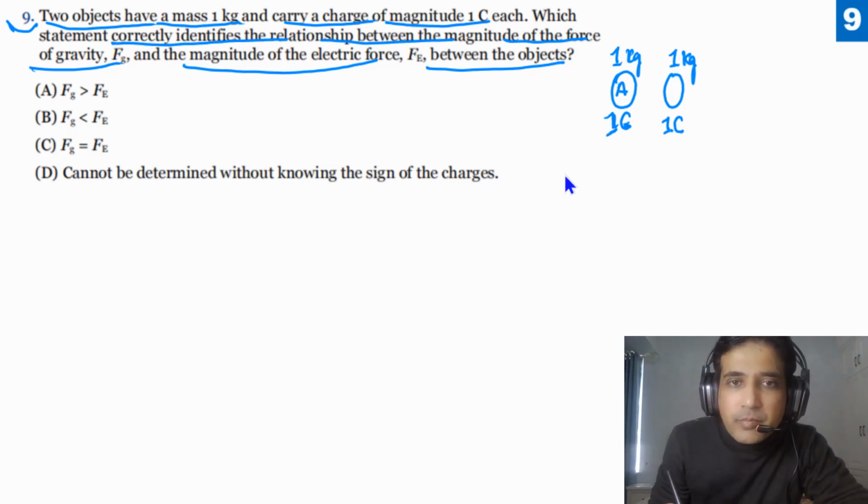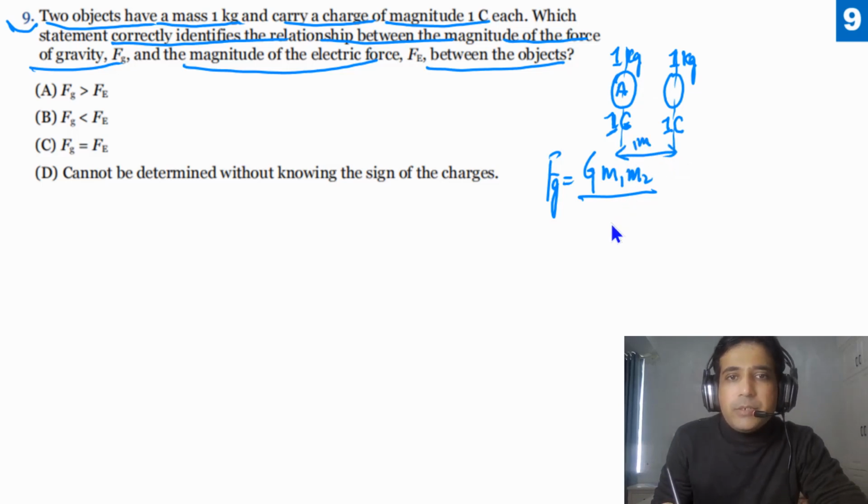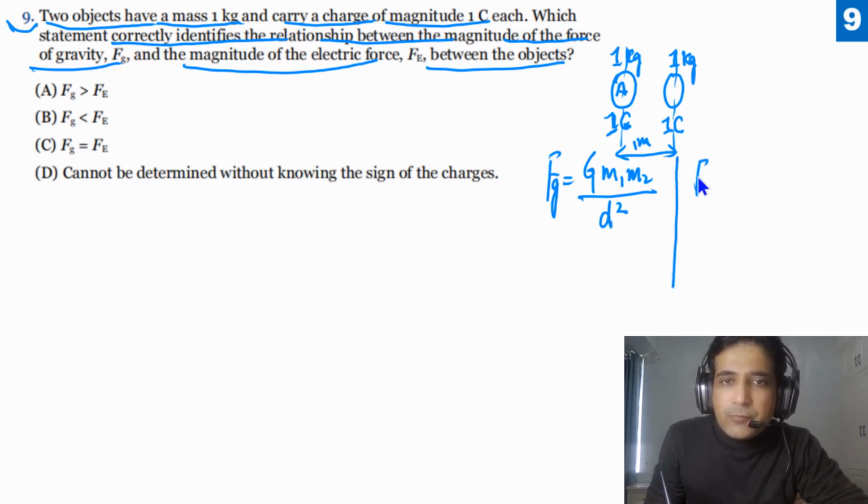First of all, we can write down the force for gravity. Gravity is equal to G capital M small m. In this case, we have two masses, so G m1 m2 divided by the distance between them. Just imagine the distance between them is equal to 1 meter. So we divide by the distance between the centers, so this is d squared. Here we can write down the Coulomb force Fc. This will be equal to K times Q1 Q2 divided by the distance between these two charges squared.